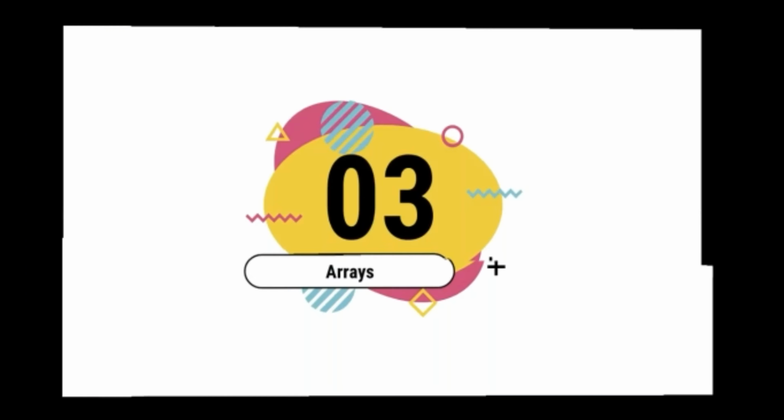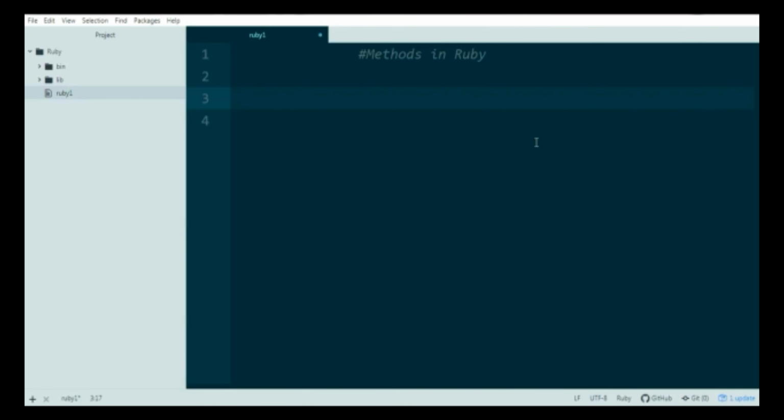Ruby methods are very similar to functions in any other programming language. Ruby methods are used to bundle one or more repeatable statements into a single unit. So the first thing I'm going to do is create a method, and our method is going to be very simple. All it's going to do is say hi to the user. So our method is going to perform one task and has one goal.